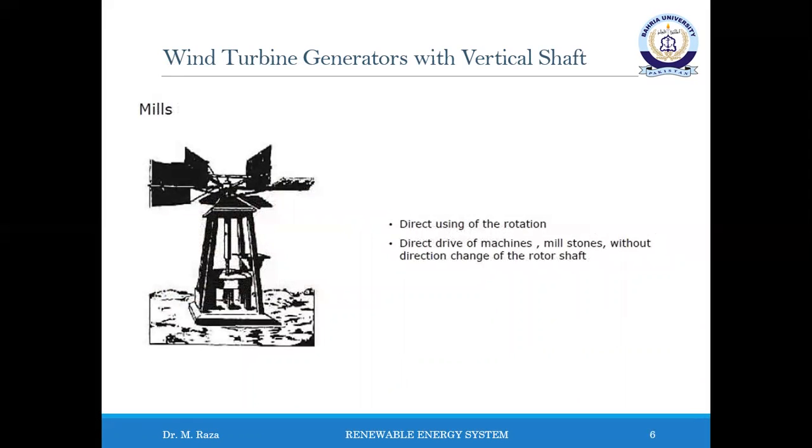The simplicity of this construction can be appreciated in this diagram, which shows a later version of a vertical axis mill with flapping sails. The millstone is attached directly to the vertical driving shaft without redirecting the rotational movement and without an intermediate gear.